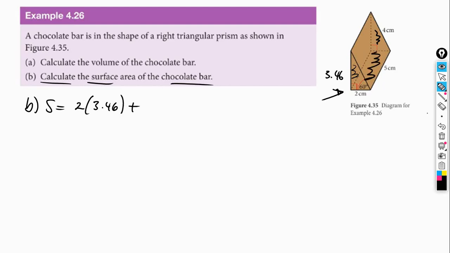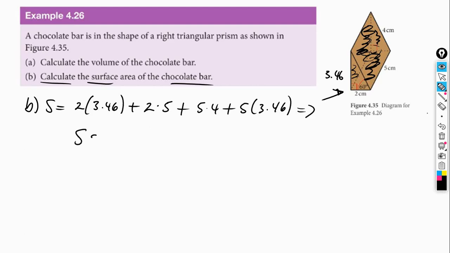And that rectangle is going to be 2 times 5. So this plus 2 times 5 plus, let's see what else. We have also this rectangle that is in the front. Let's say this is the front. So this one would be 5 times 4 plus the rectangle that is to the back, which is 5 times 3.46. So now all we have to do is plug this into the calculator, and it's going to give us that the surface area is approximately 54.22 centimeters squared.